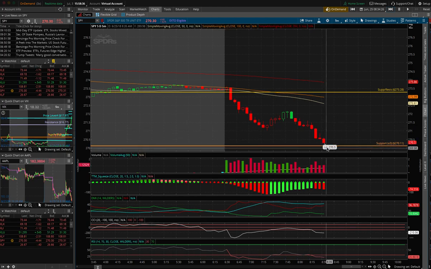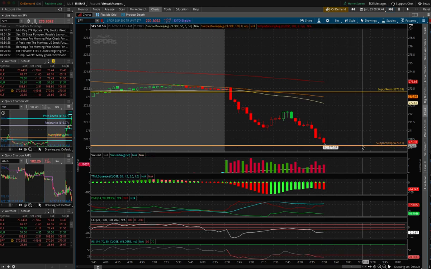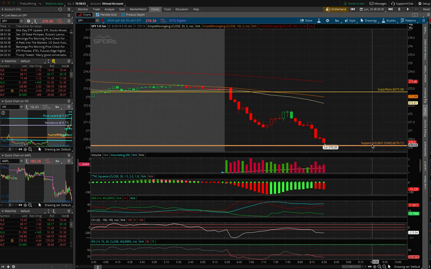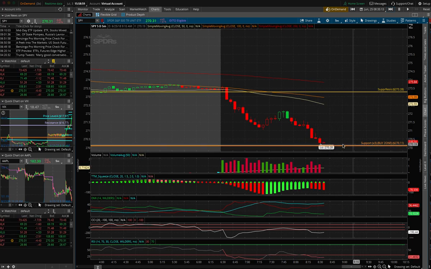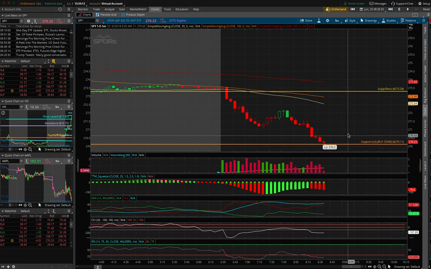Okay, so right here at the 270 level is going to be our buy zone. So edit that, support times 3, buy zone. Okay, this is our buy zone. So we want to buy in this price zone. Do we have to buy exactly on it? No. But we want to buy very, very close to this area because we know that this is support and that it will hold that support.